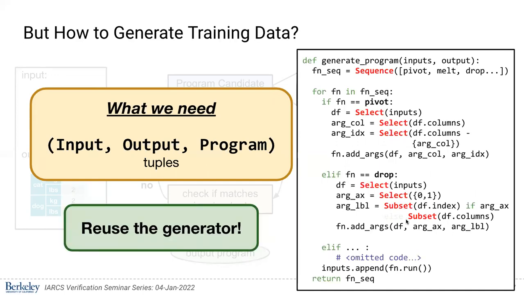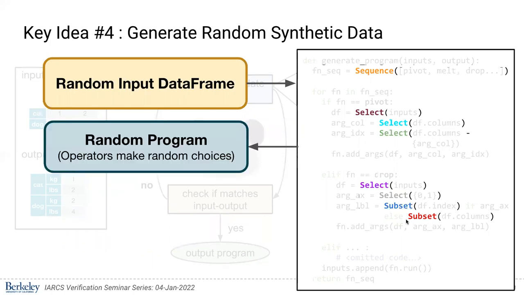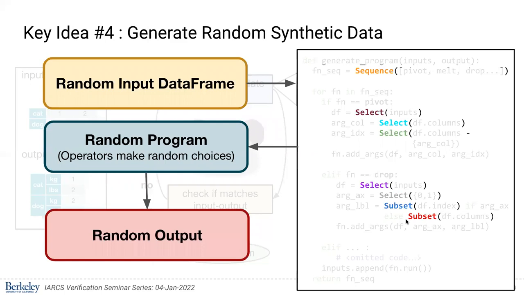The big idea here is that we simply reuse the generator. If we have random semantics for each operator, so instead of smartly controlling non-determinism, we just say, pick anything you want, and you provide it a random input data frame, because the generator has all of the constraints of the pandas library, it is guaranteed to return valid programs. So if you have all the operators making random choices, you get a random program out. And you can simply execute the program on the random input to get a random output. So it's very easy to freely generate training data for the models.